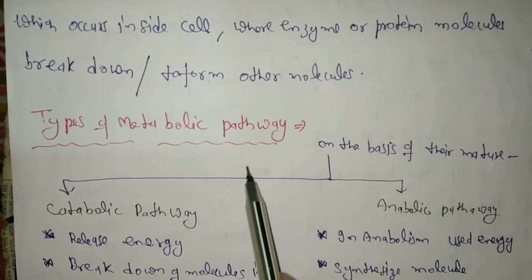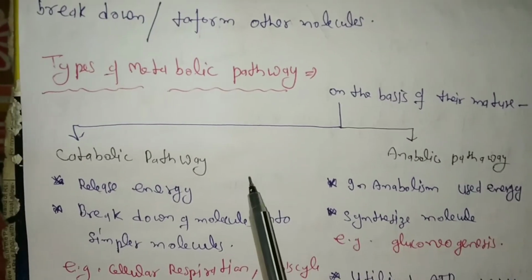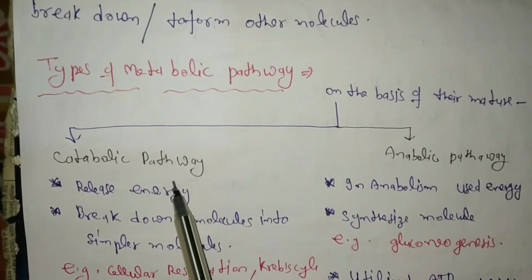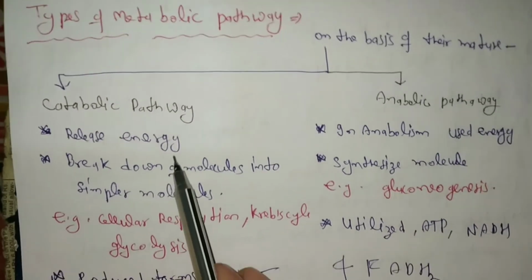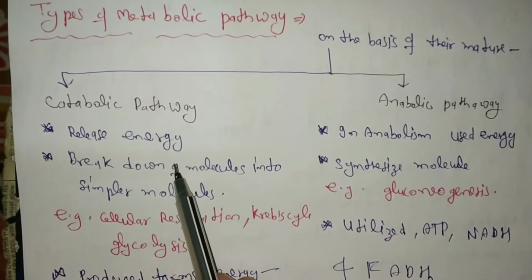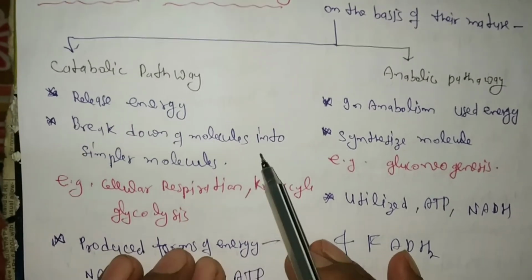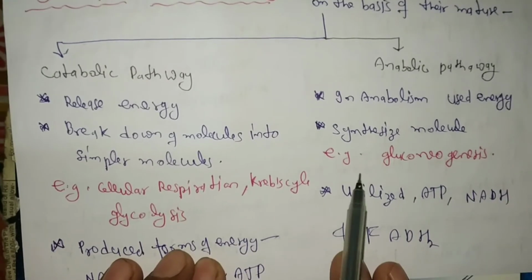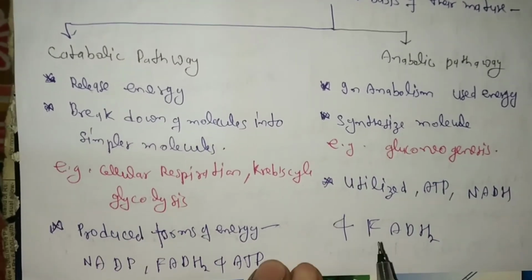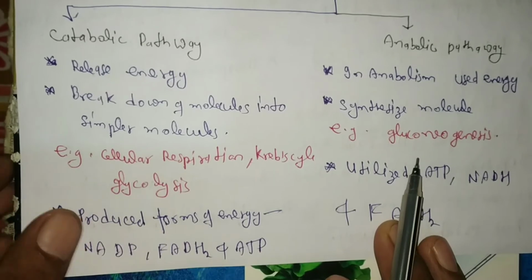Types of metabolic pathway on the basis of their nature. Metabolic pathways are of two types, that is the catabolic pathway and the anabolic pathway. In the catabolic pathway, energy is released, for example the breakdown of molecules into simpler molecules, as in cellular respiration, the Krebs cycle and glycolysis. Energy is produced in the form of NADH, FADH2 and ATP.